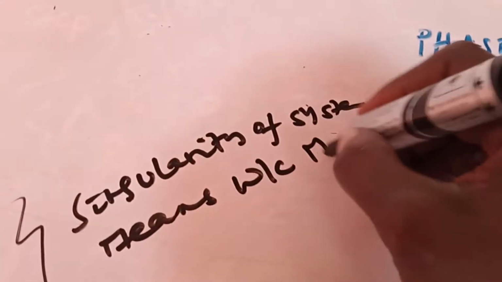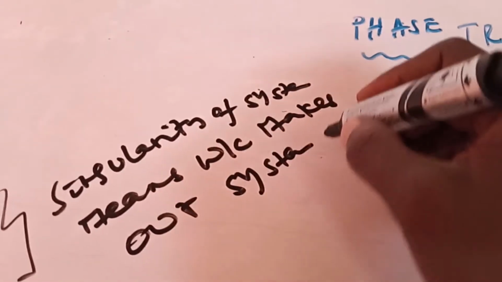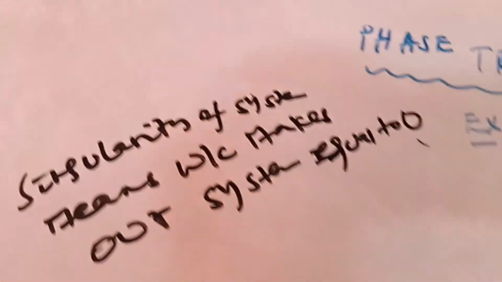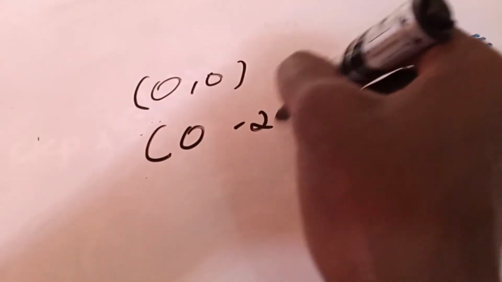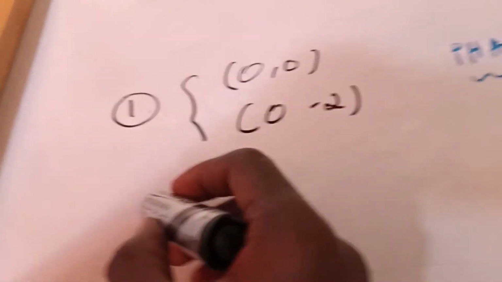that which makes our system equal to 0, so this makes our system equivalent to 0. So now we have 0 0, and we have 0 minus 2. These are the points in step 1. So later we go to step 2.